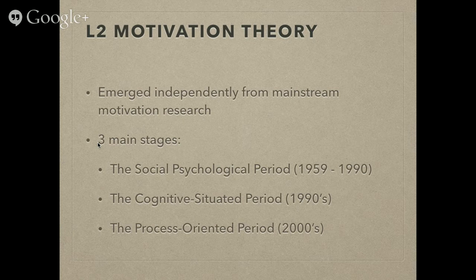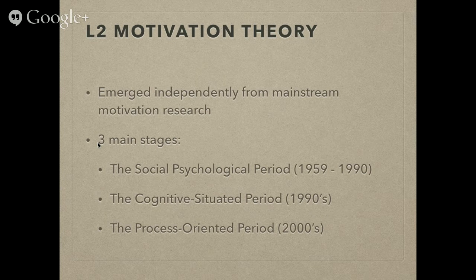This is related to that social context period, although not quite, just because the social psychological period didn't take as much consideration of context as we'll talk about in a few minutes. That happened from 1959 to 1990, and then we moved on to the cognitive situated period in the 1990s, and then the process-oriented period in the early 2000s. That's given way now to a more recent development, the complex dynamic systems theory, which we're not going to talk about this week, but that's going to be the subject of chapter 4 for next week. Okay, so we're going to start by going through each of these three stages.